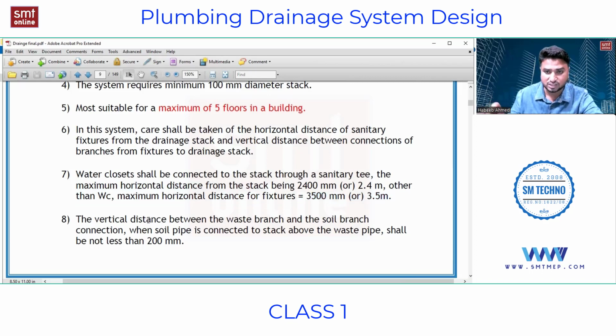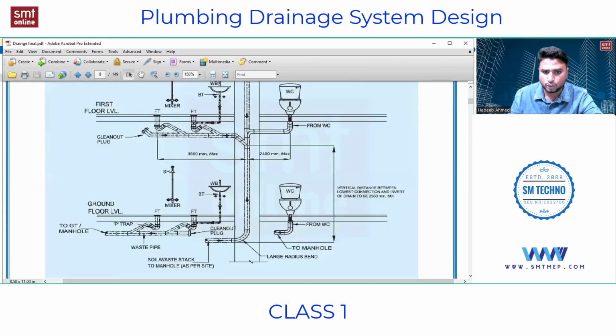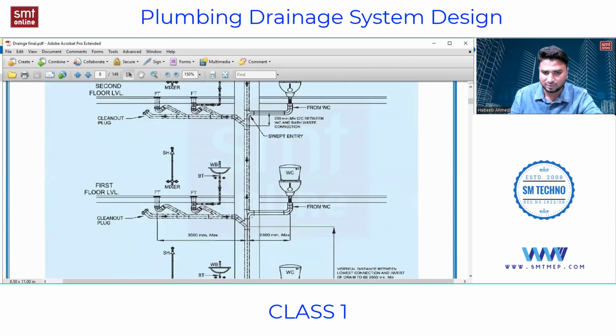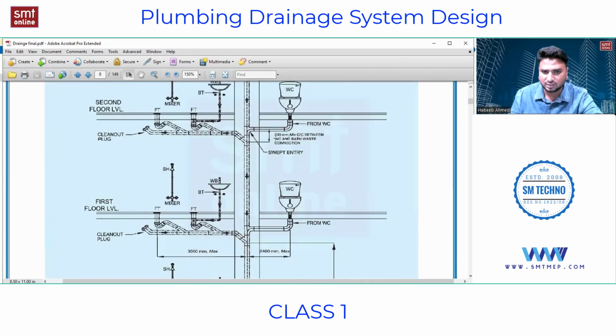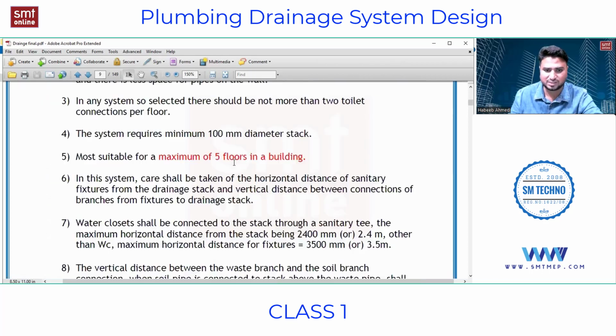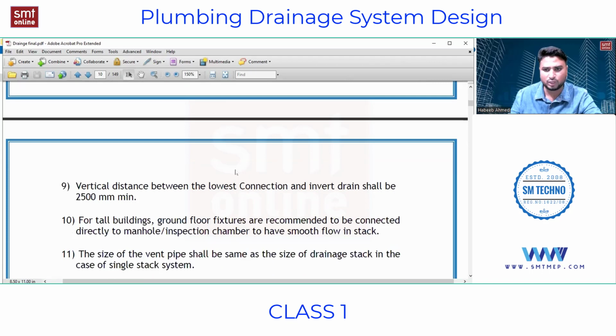The vertical distance between the branch waste and the soil connection, when soil pipe is connected to the stack above the waste pipe, shall not be less than 200 mm. Like I said, this should not be less than 200 mm. And always this soil should be above, this waste should be below. You can see this should be a minimum of 200 mm, not less than that. That should be the distance between these both. Or else if you are connecting it the same, then it might get mixed up and there are chances of a blockage or a cloggage.